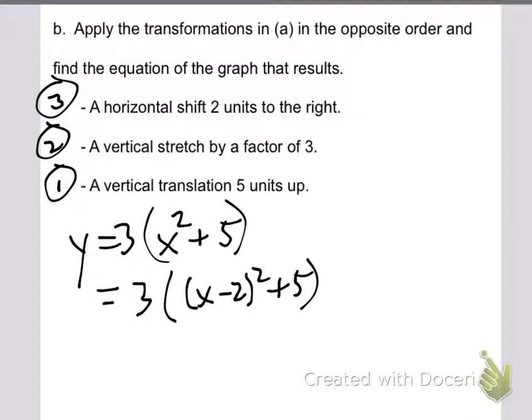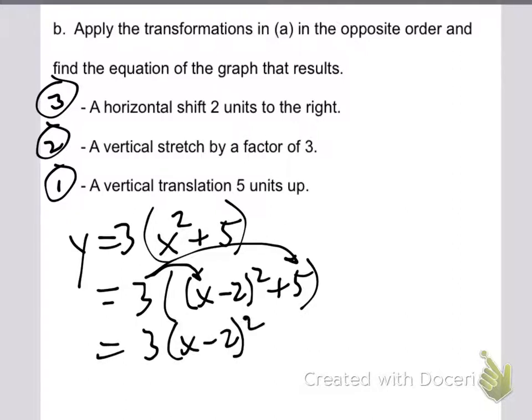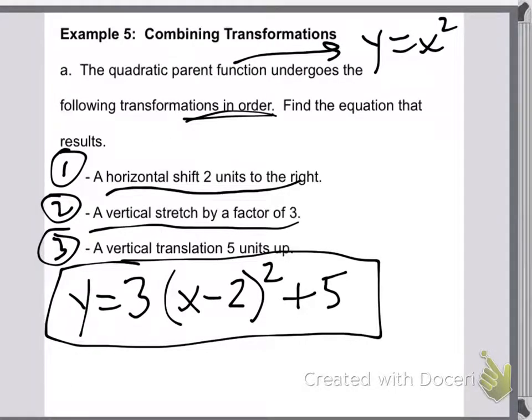Okay, now you can distribute if you want. What I would do is I would just kind of distribute like that. So it would be 3 times (x minus 2) squared plus 15. If you want to FOIL out (x minus 2) squared and you want to then multiply by 3, if you really want to put this in standard form, you can. Personally, I would just leave it like this, because it's going to be a lot easier for you to write and it's a lot less for you to remember.